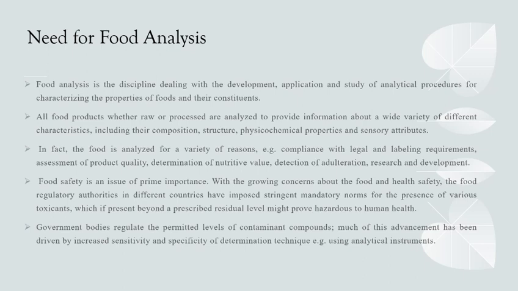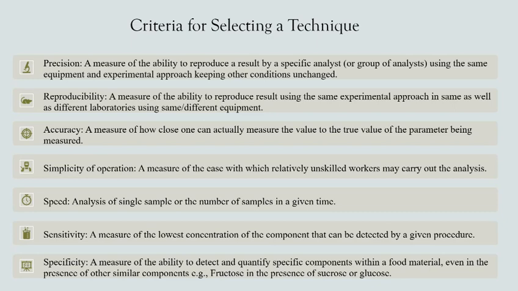Next, what are the criteria used for selecting a good analytical technique? First is precision. The technique used should be precise and give a good result by a specific analyst using the same equipment and experimental approach, keeping other conditions unchanged. Next is reproducibility, a measure of the ability to produce good results using the same experimental approach in the same as well as different laboratories using the same or different equipment.